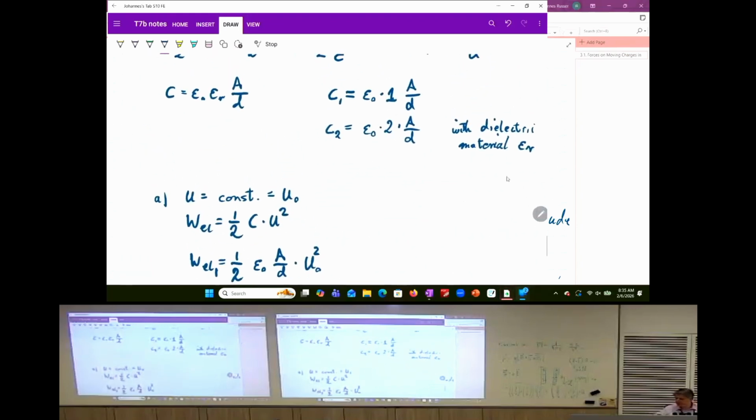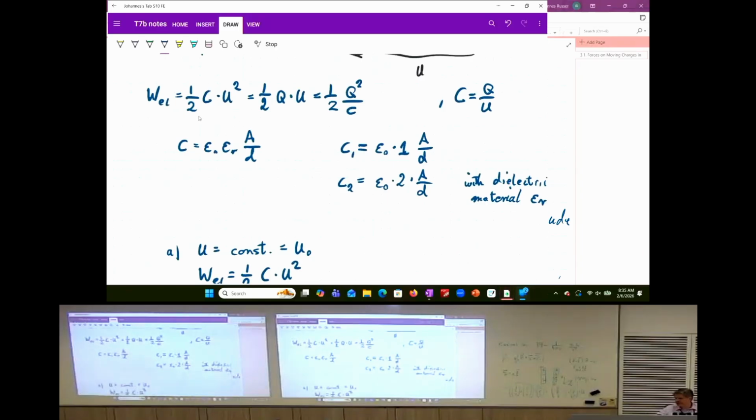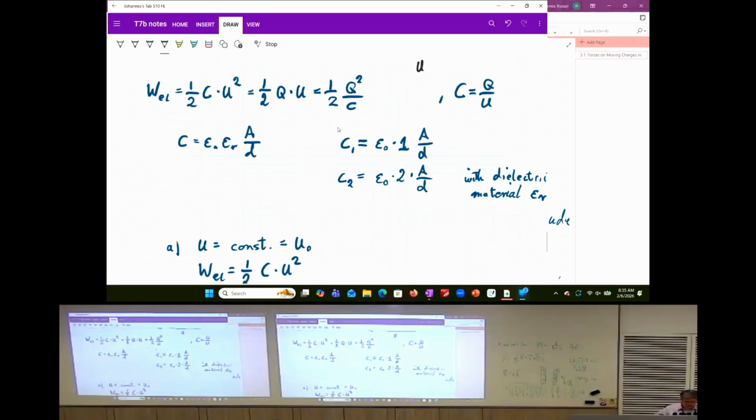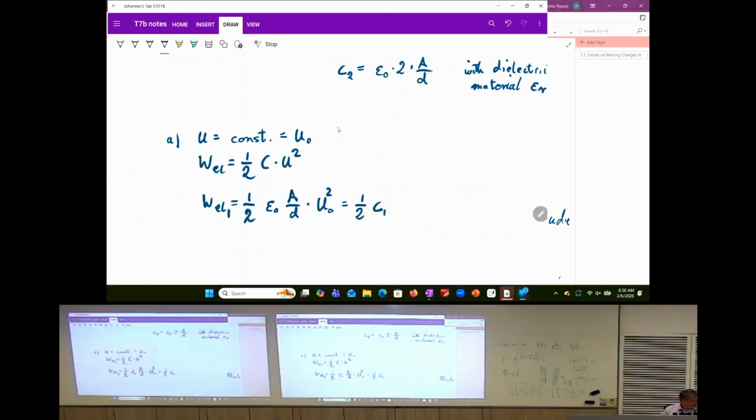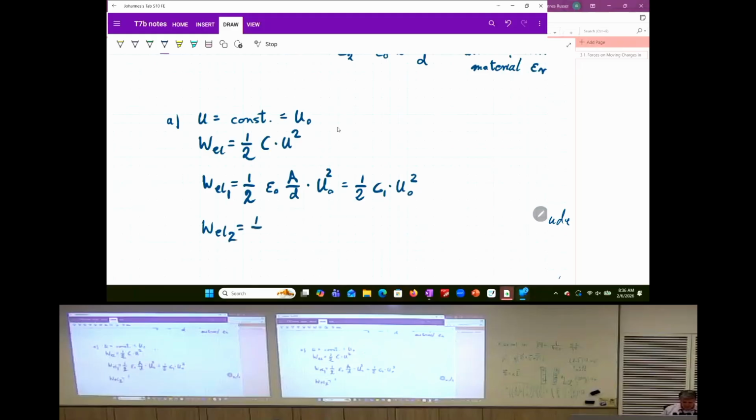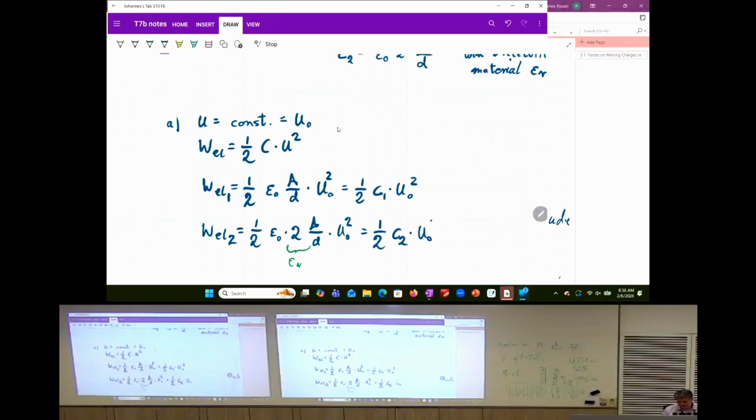So basically, you're just taking the formula for the electric energy on the capacitor in general. You know that U is the quantity that is being enforced on the capacitor. Then you need to know the capacitance, and this is the capacitance in the first scenario. So that would be C1, yeah? In the second scenario, you also have 1/2 epsilon naught, but now you have times 2. This is your epsilon R times A over d times U naught squared. This is 1/2 C2 times U naught squared.